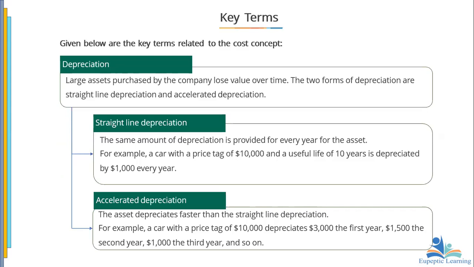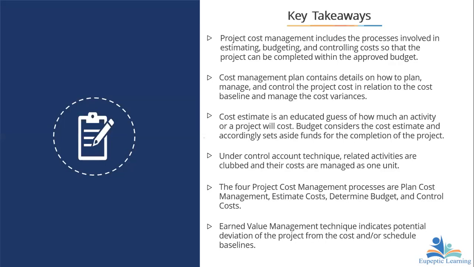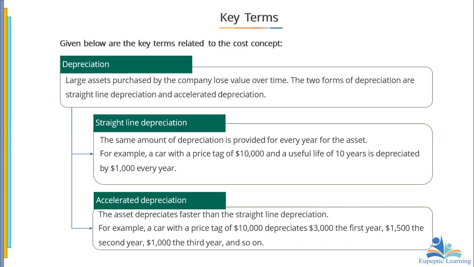Depreciation, straight line depreciation. Let's look at how a large asset purchased by the company loses value over time. The 2 forms of depreciation are the straight line depreciation and the accelerated one. What's the difference here? In straight line, the same amount of depreciation is provided for every year for the asset. So for example, a car with a price tag of 10,000 and a useful life of 10 years is depreciated by 1,000 every year. This is an accounting terminology.